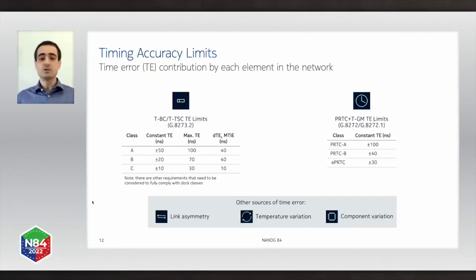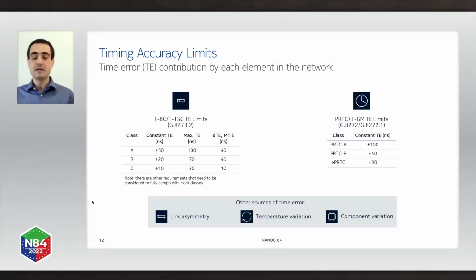What is important to note is that it's not only the nodes themselves that add time error, but there are also other sources, such as link asymmetry. If you have, for instance, in a link, different lengths of fiber in the transmit and receive fibers, that is going to add some time error because of link asymmetry. And that is sometimes more common than it might look.